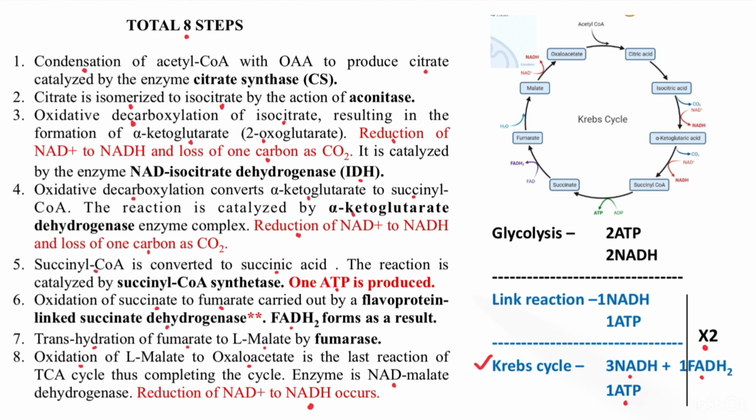In link reaction also, we have seen the formation of NADH and ATP. Similarly, here also we will multiply the net result by 2 because 2 molecules of pyruvate have been produced. On the other hand, in glycolysis, we have net production, as we said, of 2 ATP and 2 NADH. Next, we would be talking about the salient features of Krebs cycle.